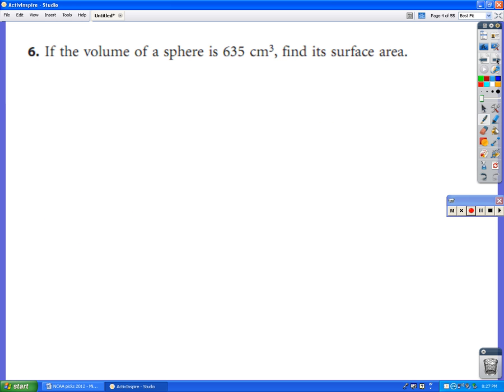Okay, next one, again working backwards. It says this time if the volume of the sphere is 635 cubic centimeters, find its surface area. So we've got to work the volume down to figure out what the radius of the sphere is, and then use the radius we find to come up with the surface area. Since they tell us the volume of the sphere, I'm going to set that equal to the equation for the volume of the sphere, and then work backwards from here.